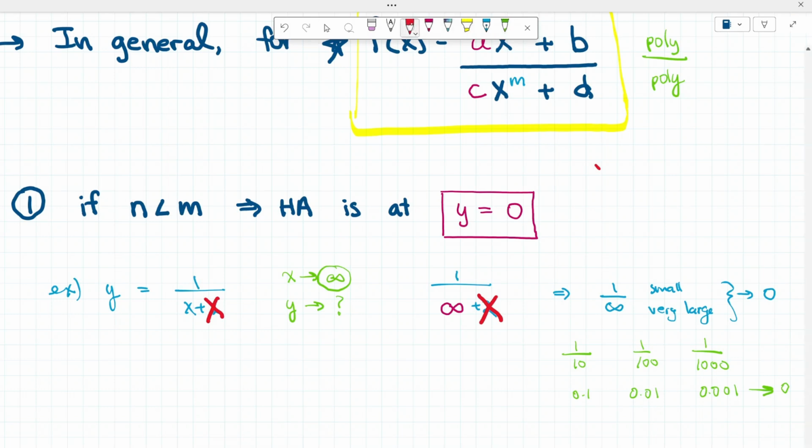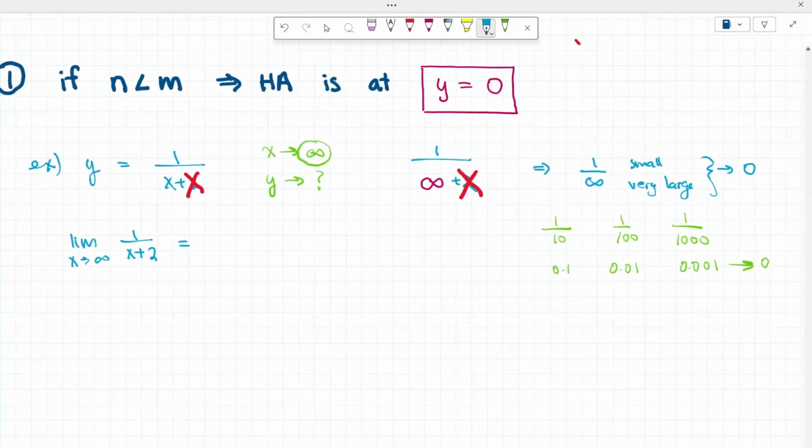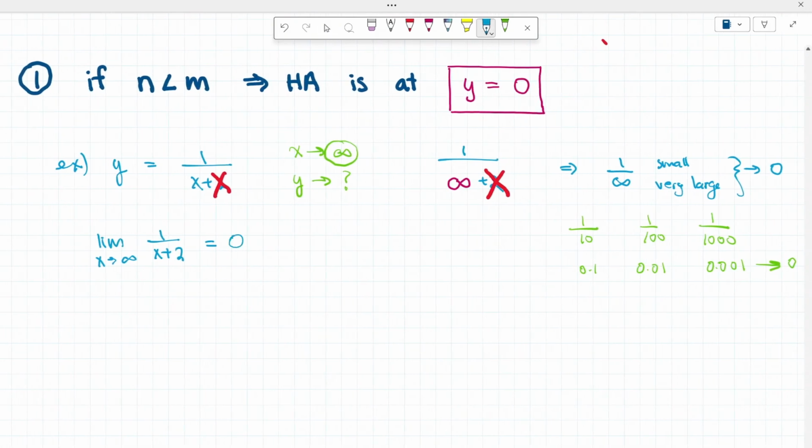So if we're looking at this in limit form, the limit as x approaches infinity of 1 over x plus 2 is going to equal 0. Since that equals 0, as x approaches infinity, y approaches 0, and therefore your horizontal asymptote is at y equals 0.